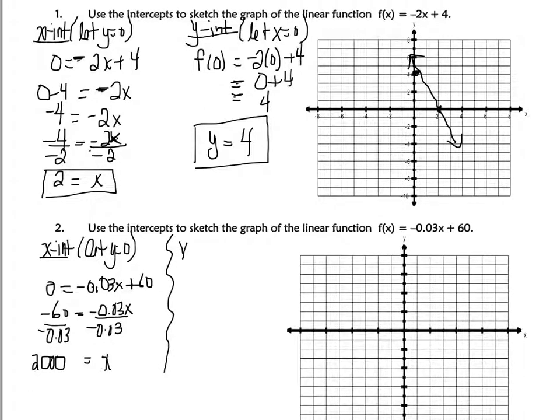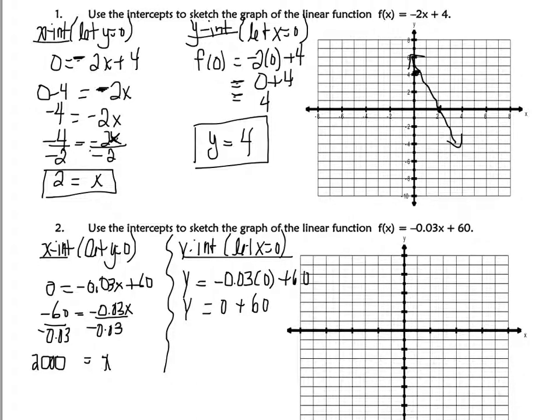And then the y-intercept, you let x be 0. And you would have y equals, because y is the same as f of x, so you can say f of 0 or y, it doesn't matter. Negative 0.03 times 0 plus 60, which is just going to be 0 plus 60, which is going to be 60.